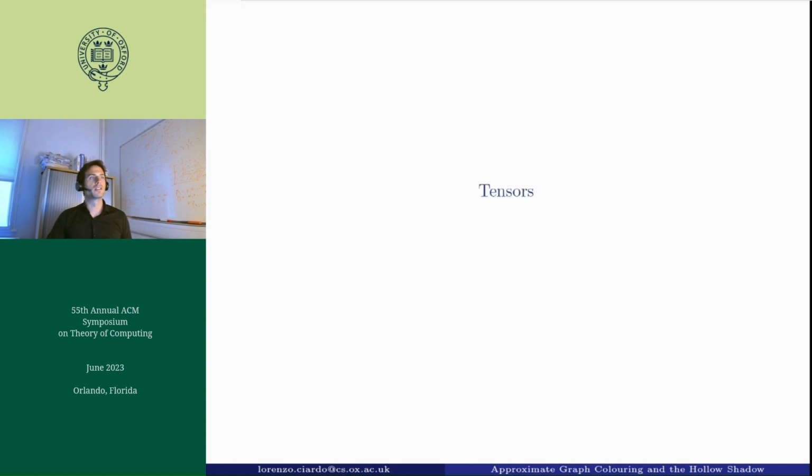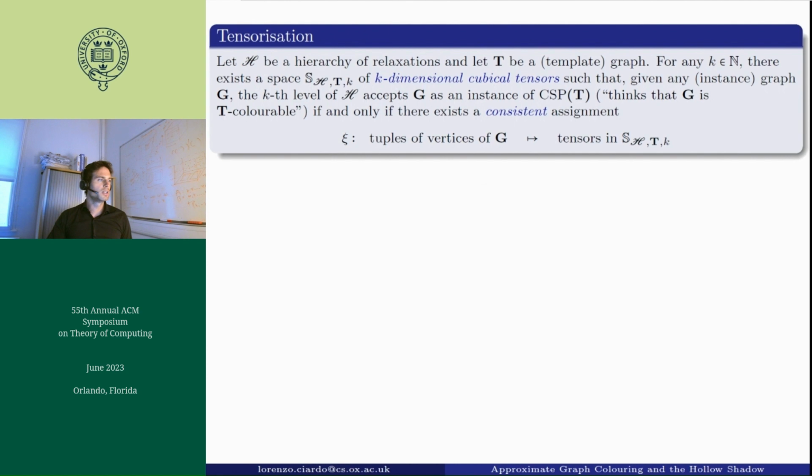The first refinement of this formulation of the objective comes from tensor theory. Recently we developed a framework that we call tensorization, which allows us to view hierarchies of relaxations in a geometric way. More precisely, suppose that H is a hierarchy of relaxations and let T be a template graph. Then for any k, we can produce a space of k-dimensional cubical tensors, so a space of tensors that are cubical, meaning all the modes have the same length. In 2 dimensions, they will be a square matrix. In 3 dimensions, they will be a cube, and so on.